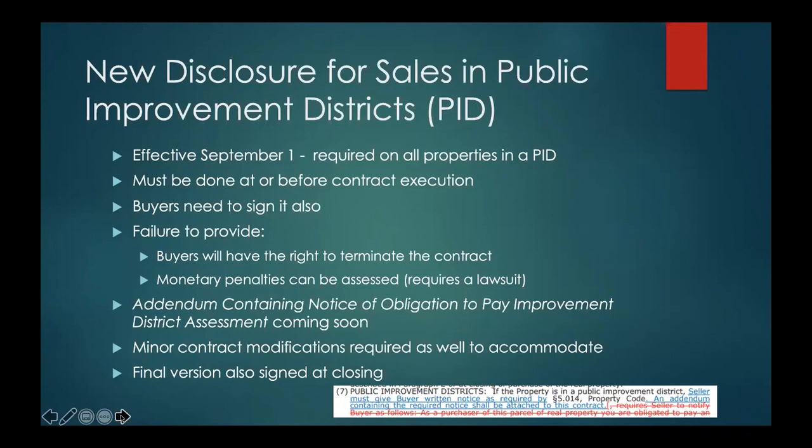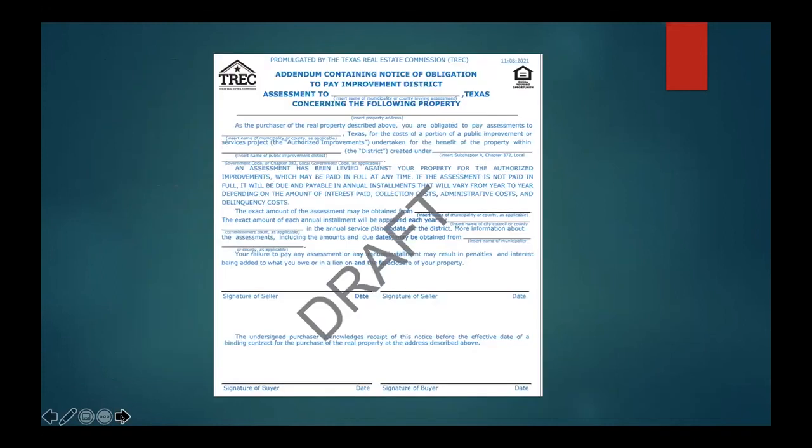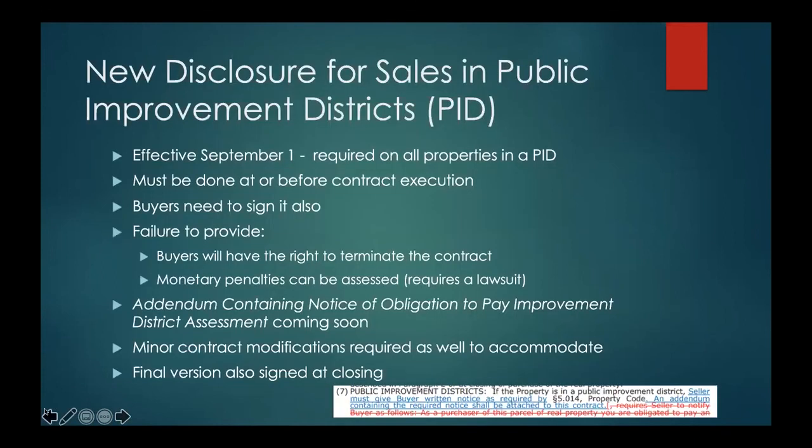And of course, they could actually file a lawsuit against the seller for monetary damages, but they'd have to pay money to do that. But really the big implication is that your buyer can cancel under it. TREC met in sort of an emergency session and they've created an addendum. It should be ready for you guys by the end of the month to use. And then they also had to make some minor modifications to the contract to provide for this. So those will be available by the end of the month.